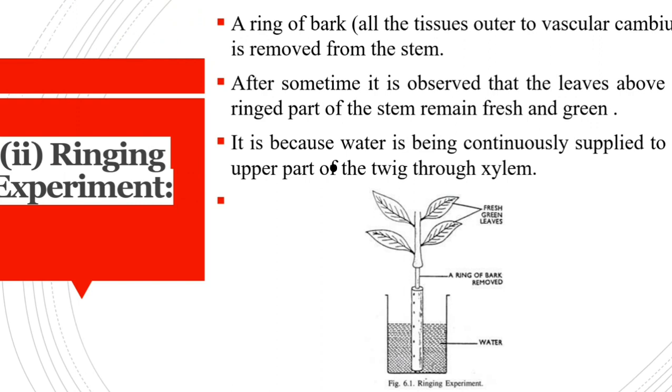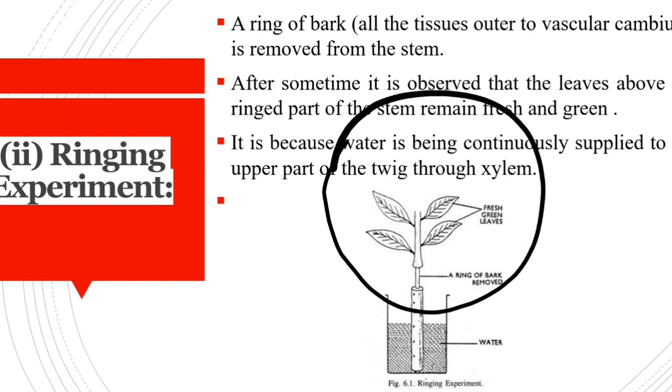Because suppose it is the stem, in this way xylem and phloem bundles are arranged, and this is the cambium layer.